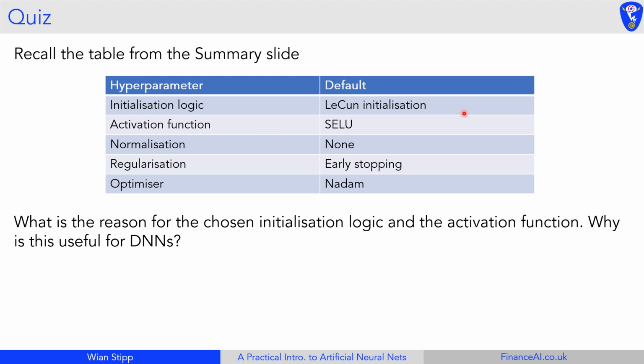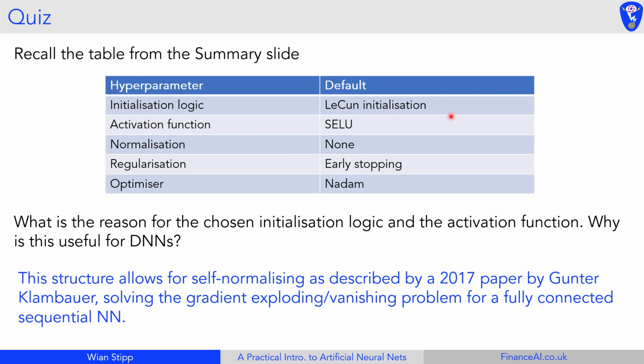Okay, here's the answer. So this structure, as described in the 2017 paper by Klambauer, says that we can solve the gradient exploding vanishing problem for a fully connected sequential neural network, which means that we don't have to have any default for this normalization if we're using this. But remember, this comes with some terms and conditions, so to speak, such as we need standardized inputs and also this fully connected sequential model.